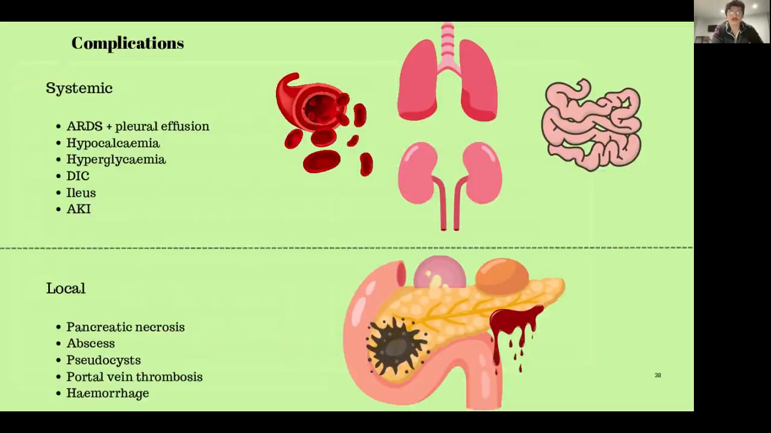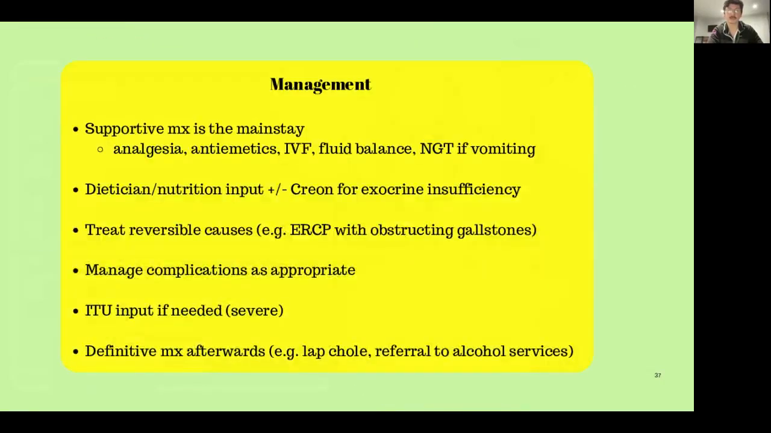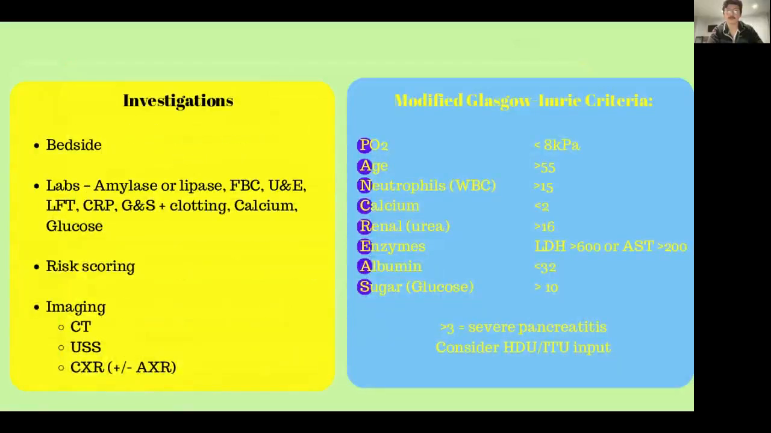So complications of acute pancreatitis. The way I would structure this is splitting it into systemic complications and local complications. For the systemic ones, if you think about all of the criteria in the PANCREAS Glasgow-Imrie scoring, you can relate it to the complication. So if you look at PO2, that's related to the lungs.